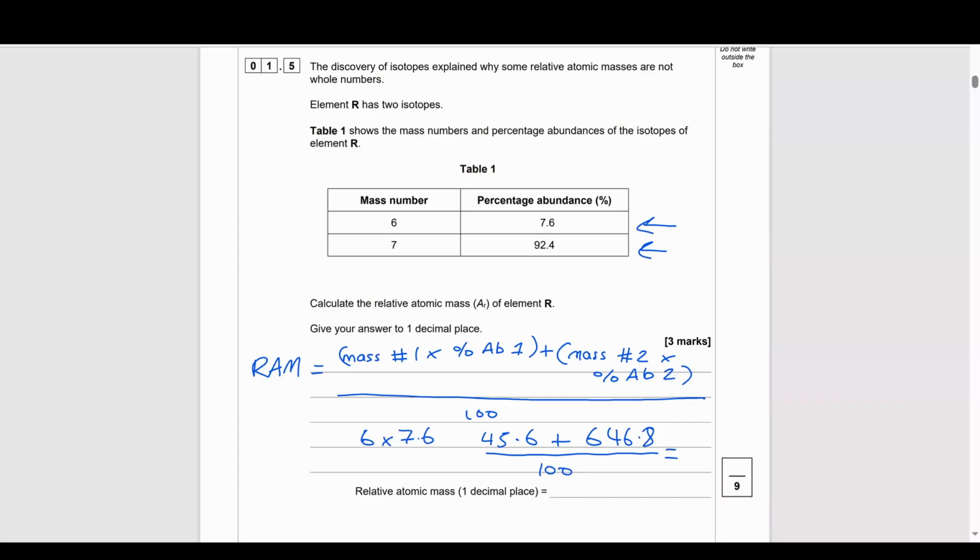So 646.8 plus 45.6 gives us a value of 692.4. And then we divide that by 100. And that should give us a value of 6.924. Remember though, they asked us to give our answer to 1 decimal place. So putting that answer to 1 decimal place would be a value of 6.9.